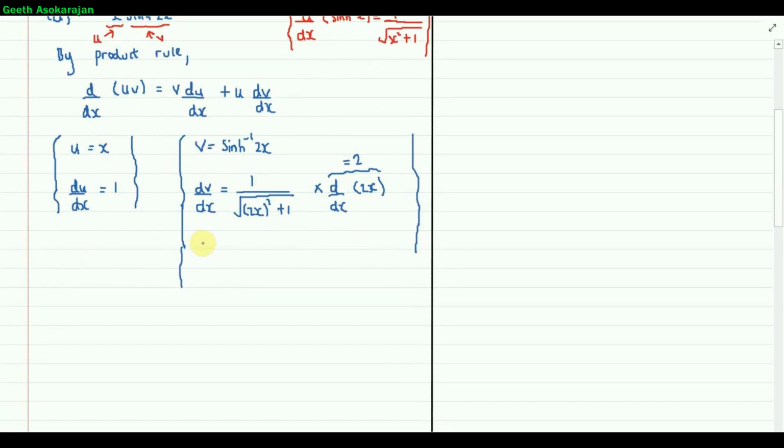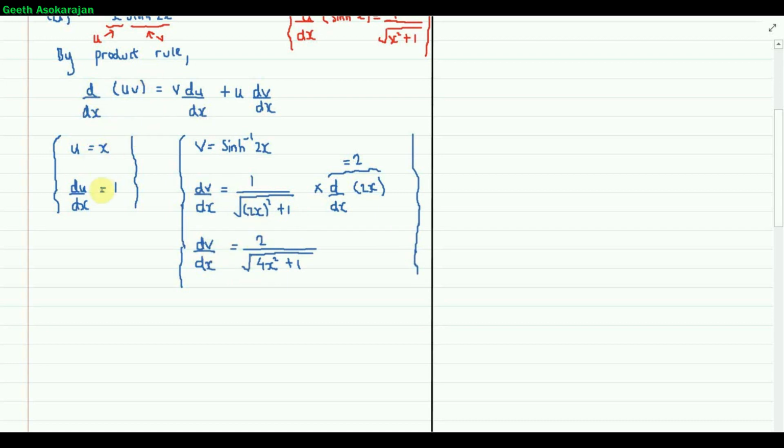So that would make dv over dx. Moving further into the calculation, 2 times the 1 on top is 2. So it's 2 over the square root, and (2x) squared is 4x squared, plus the 1. So this should be the outcome for dv over dx.